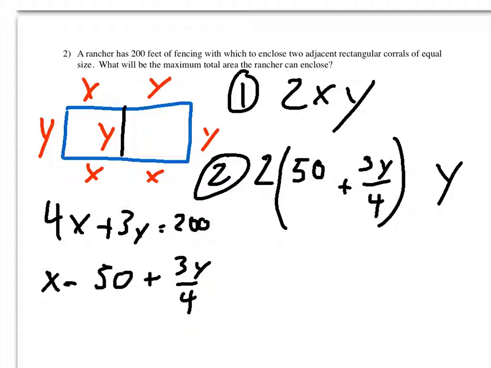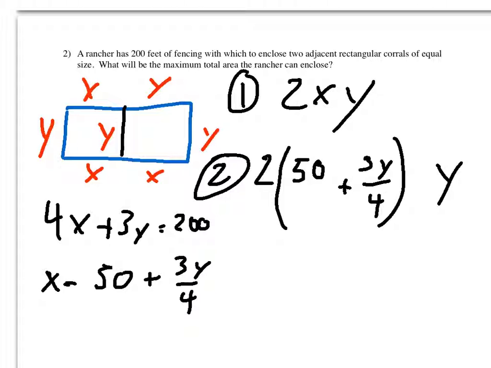Step 1, draw the little problem. So there's two adjacent corrals, and I drew two adjacent little rectangles here, and they're of equal size, as you can see, very equal.